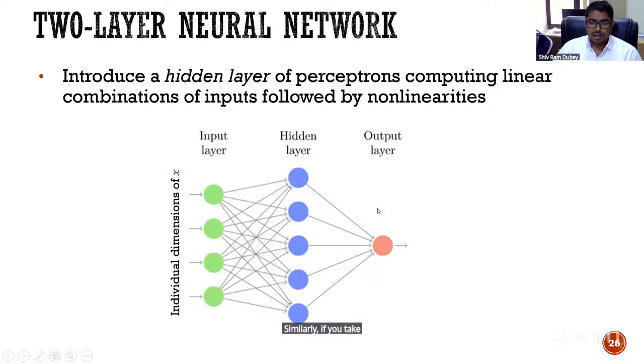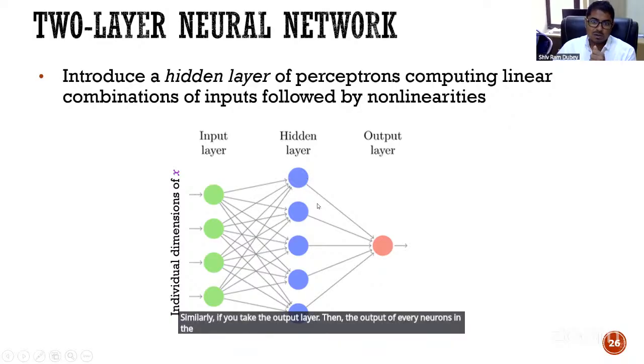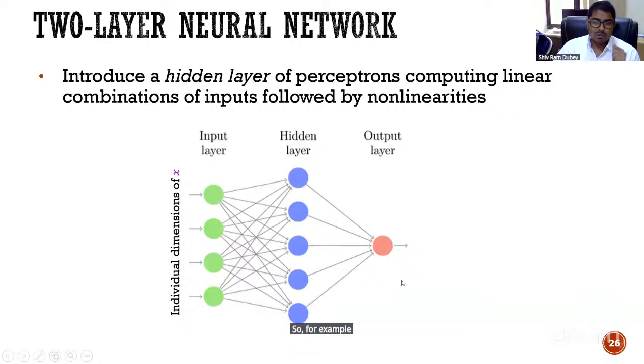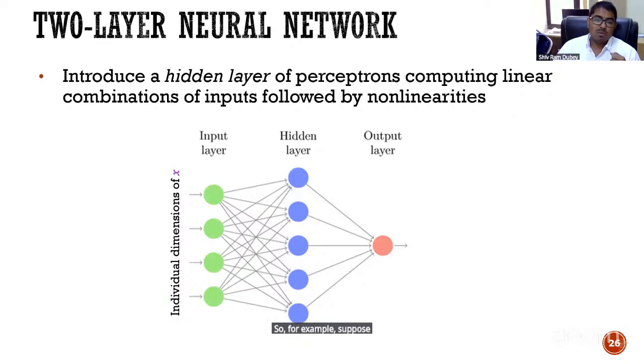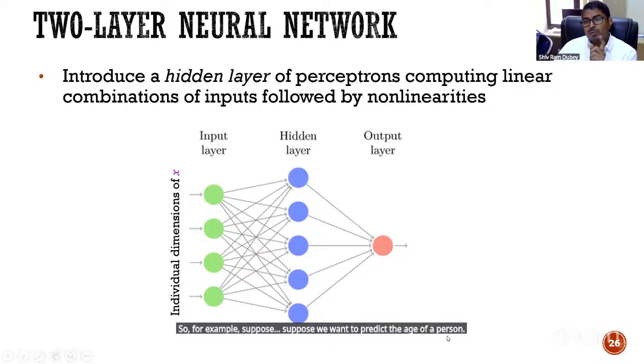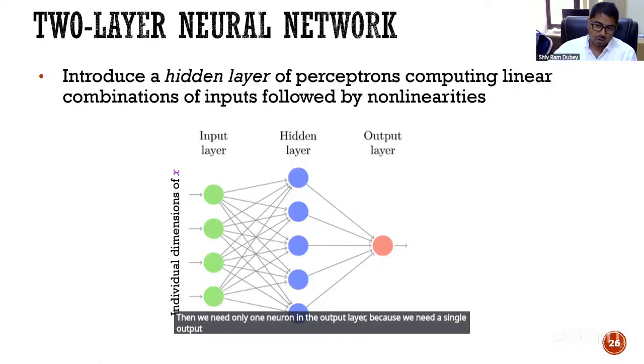Similarly, if you take the output layer, the output of every neuron in the hidden layer will serve as the input to the output layer neuron. Here we have a single neuron in the output layer because we want to predict some output. For example, suppose we want to predict the age of a person, then we need only one neuron in the output layer because we need a single final output. But suppose I want to do classification into 3 classes, then the output layer will have 3 neurons, and every neuron will receive exactly the same input, which is the output of the hidden layer.